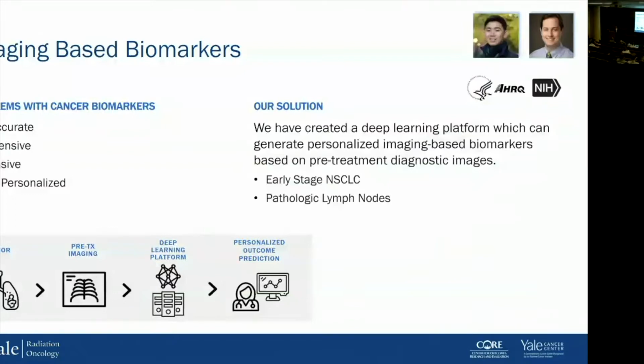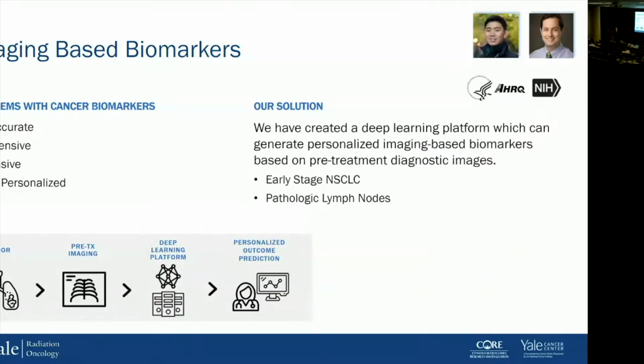And so our thought is that cancer biomarkers have a number of problems. One, they're inaccurate. They potentially could be very expensive and require additional testing. They sometimes are invasive, and they're not necessarily personalized, and they maybe don't capture all the heterogeneity of a tumor. And so we created a deep learning platform which can generate predicted personalized outcomes using pre-treatment diagnostic imaging. And we've shown this to be effective in non-small cell lung cancer and as well in lymph nodes.